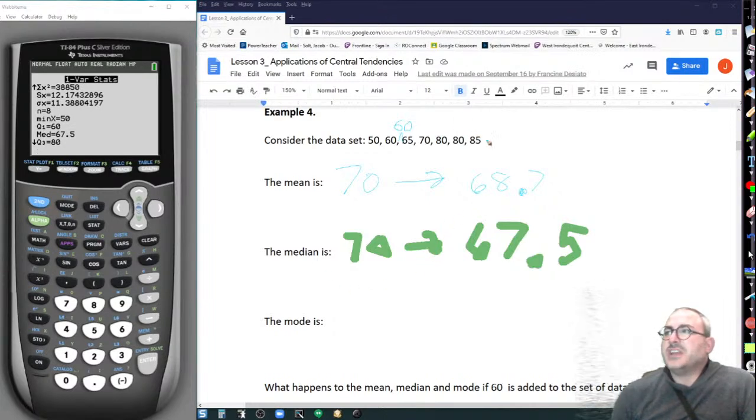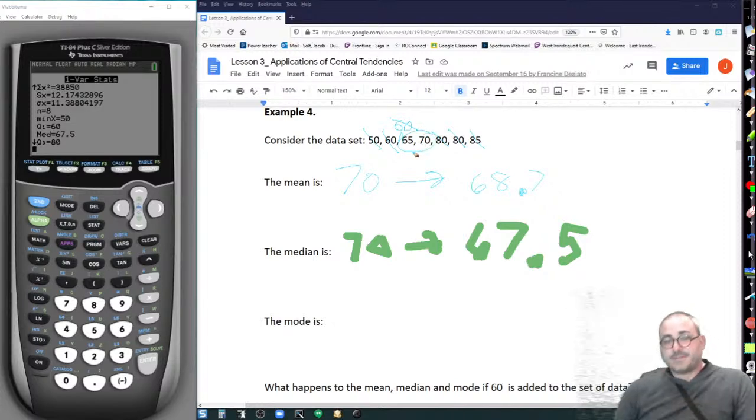And then my median also changed. Why did my median change? Because now I have an even number of data in the data set, and this 60 is going to throw off my median, right? I get rid of the highest, I get rid of the lowest, I get rid of the next highest, the next lowest, and then the next highest and the lowest, which is that 60. Now I take these two, add them together, divide by 2, and I get 67.5, the number that's in between 65 and 70. And so that's changed my median.